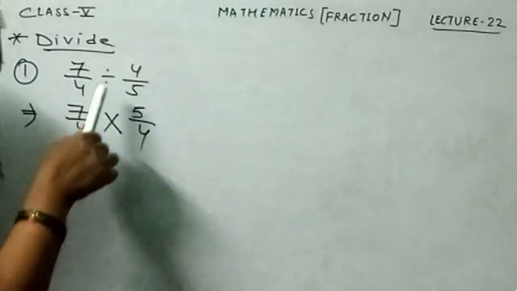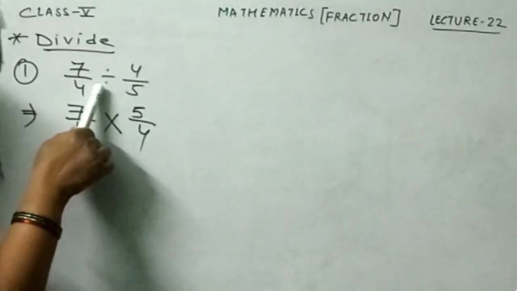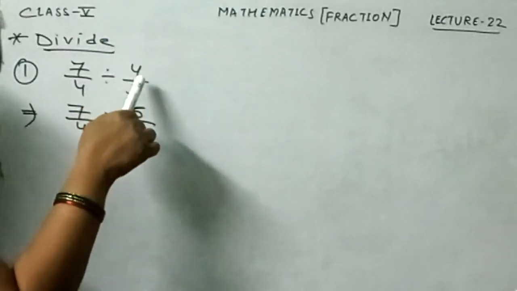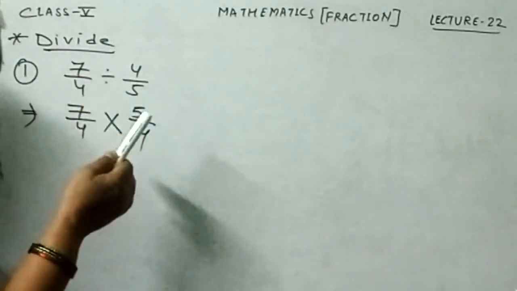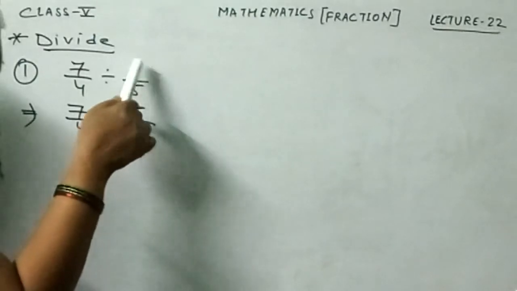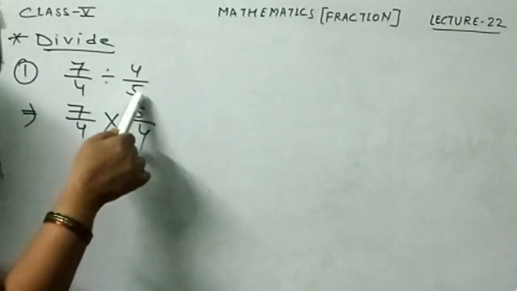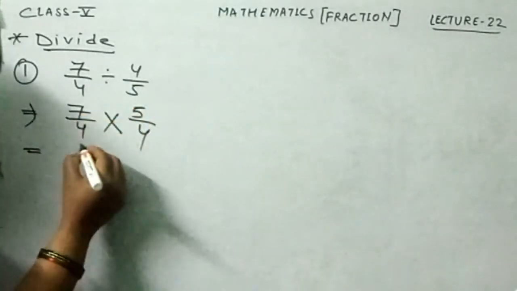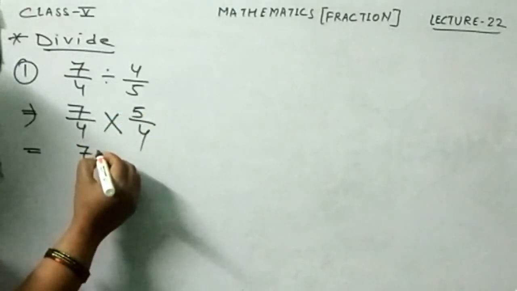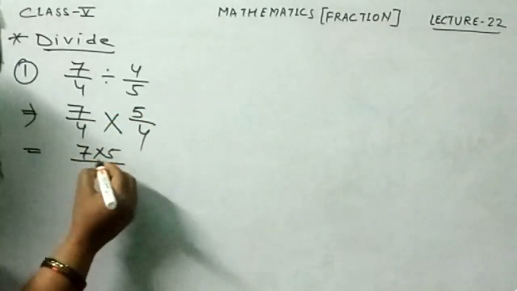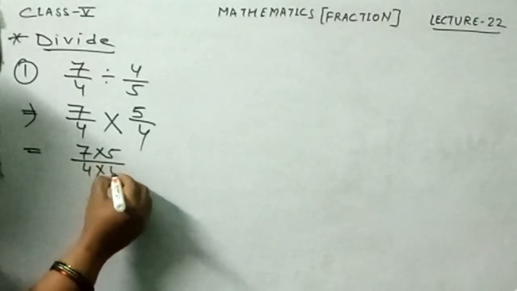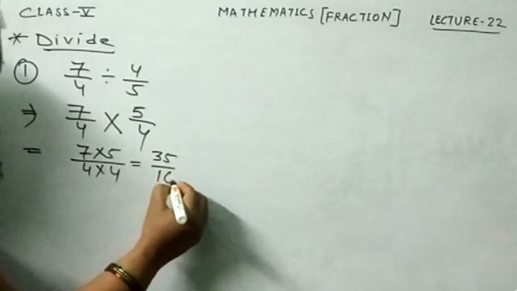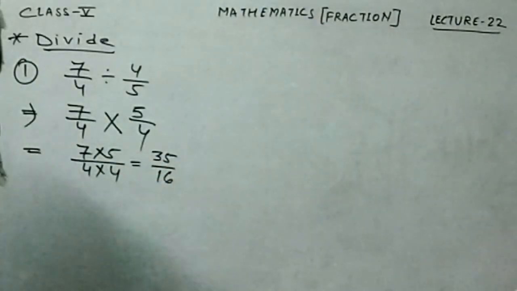What I did here, when you change the sign of division into multiply, then you have to change the fraction. 4 by 5 is there, so you just change it to the opposite, numerator is 4. So in that case you have to write 4 in the down and 5 as the numerator. Then 7, same way, what I told you, upper number is multiplied with upper number and lower number is multiplied with lower number. Then 7 5s are 35 and 4 4s are 16. Like that you have to write.